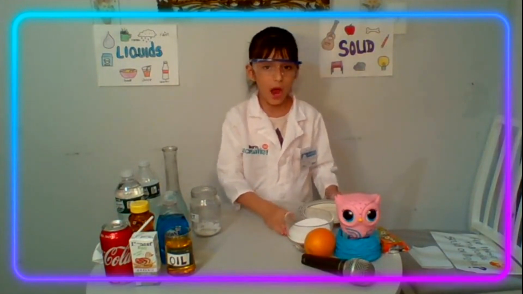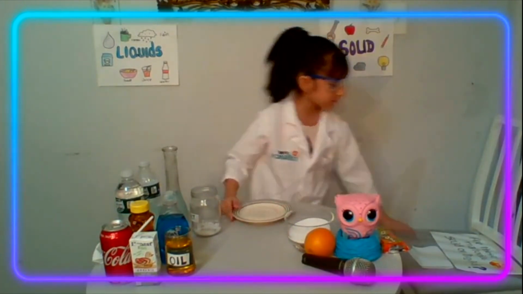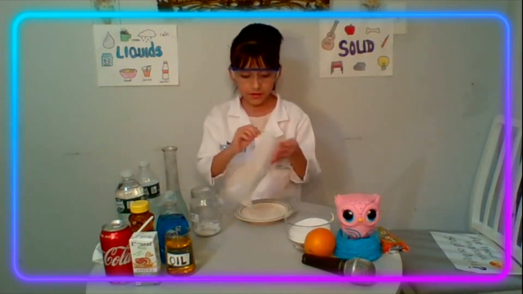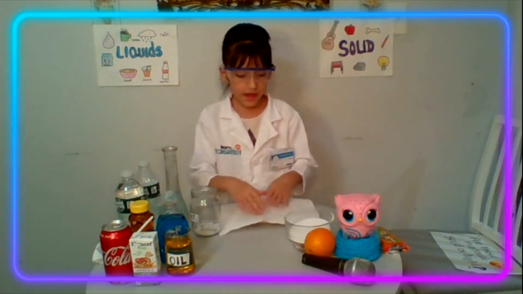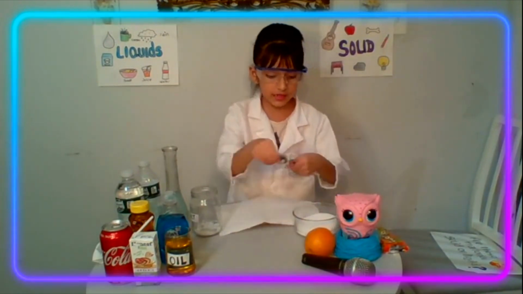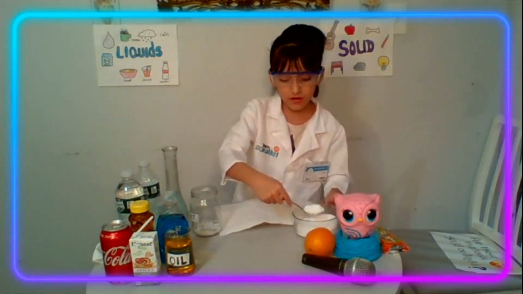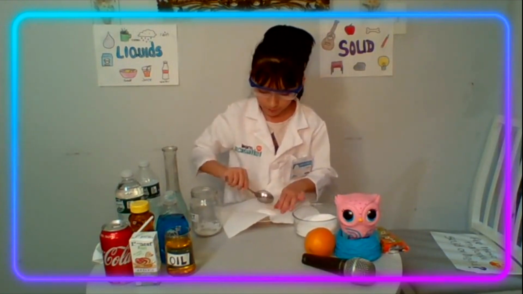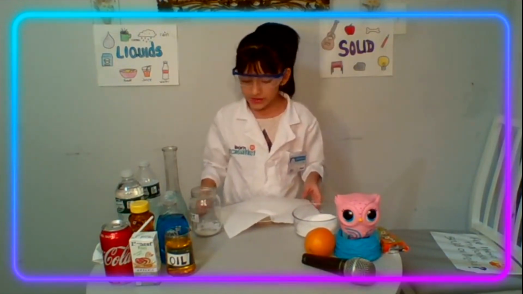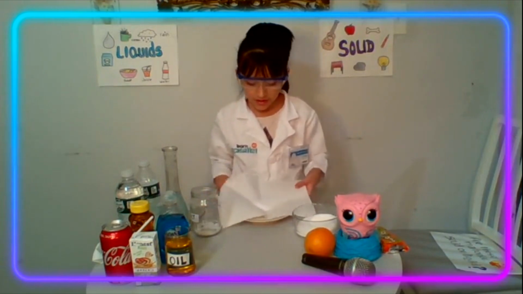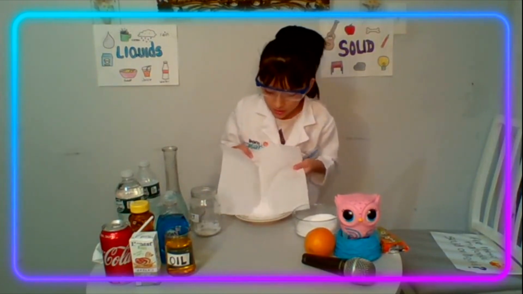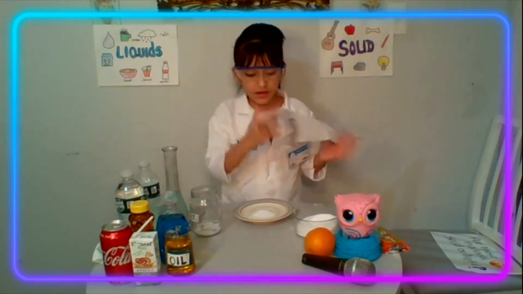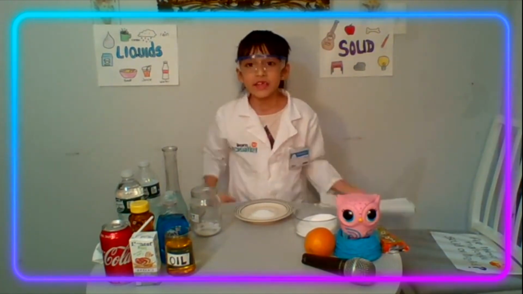So now I want to know if we could wet the paper. So let's put the paper where the plate is. And now I'm gonna get a spoon of salt and let's see what happens. So as you can see, it's not wetting the paper. It's not wet. So salt is a solid.